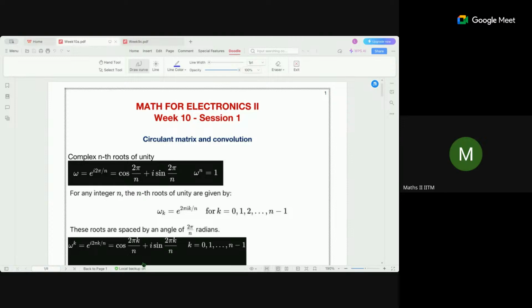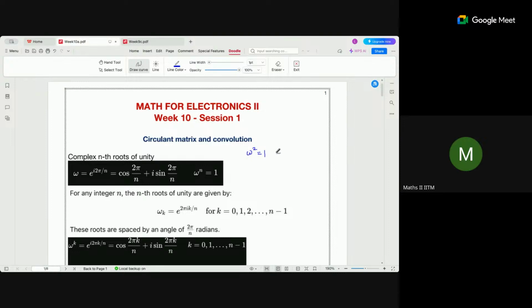So what does it mean? Suppose omega is some complex number such that omega power n is equal to 1. Then omega is a complex number whose nth power is 1. For example, if omega is equal to 1, there is nothing to see. So let's start from omega square equal to 1. What are the possible values for omega?